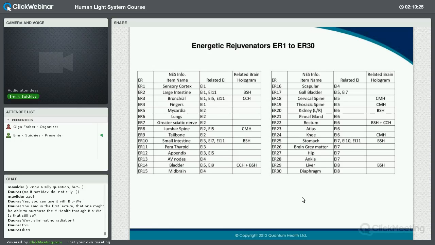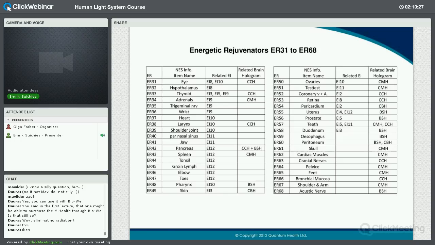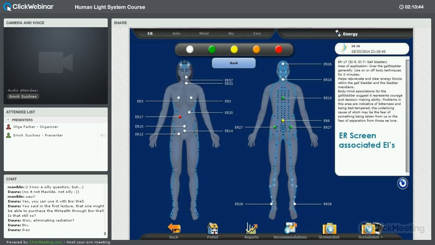And these are the first 30, and then you have the next, and nowadays there are 70 ERs. So there is so much on this device you can use. It's amazing, and I like it very much. And when you have the scan, you can also show visibly how the energy moves in the body. You can show it to your client, and you can tell something about the meridians if you know something about that.